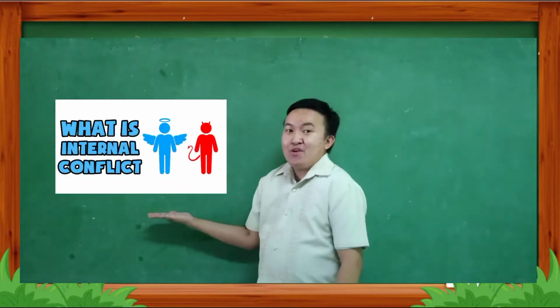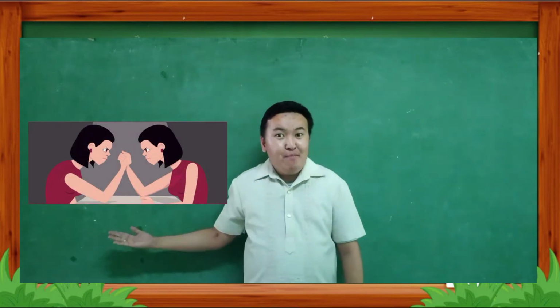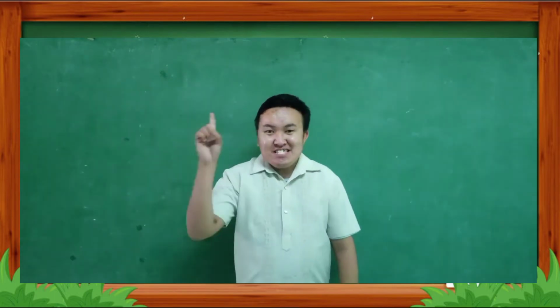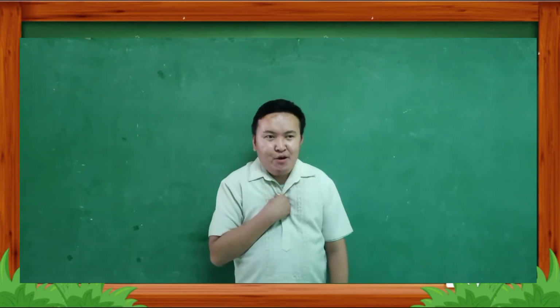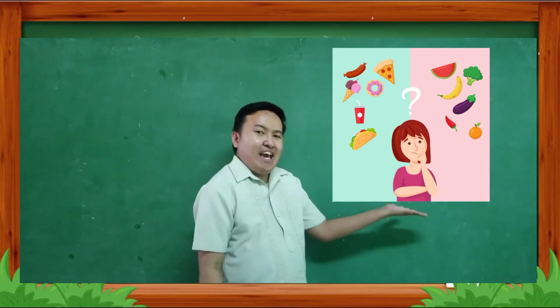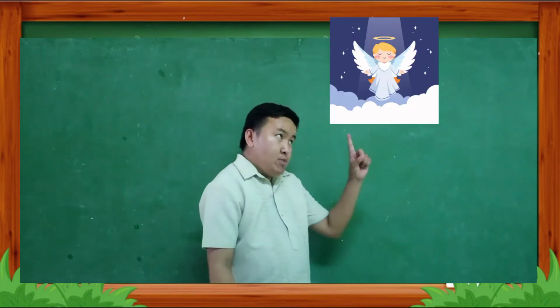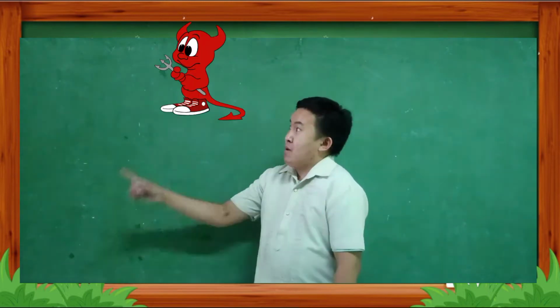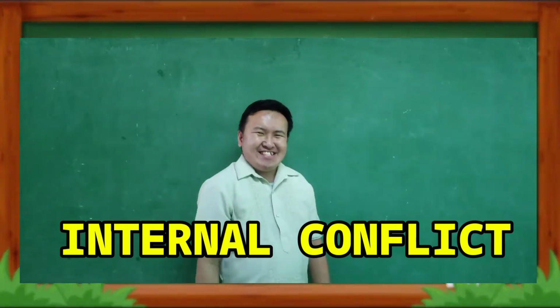What does internal conflict mean? It means that the character has a problem with himself. He struggles with the things that he needs to decide. Whether what food would he like to eat? What place would he go? Does he need to be good? Or does he need to continue to be bad? This is what we call internal conflict.